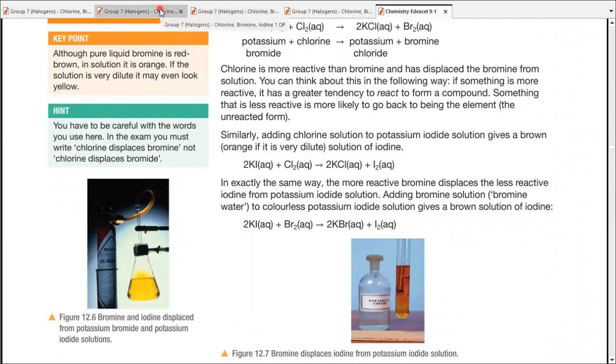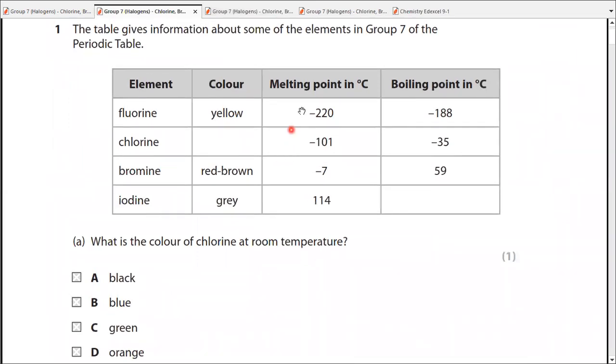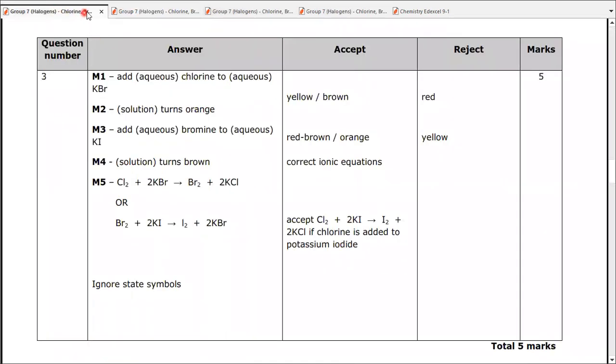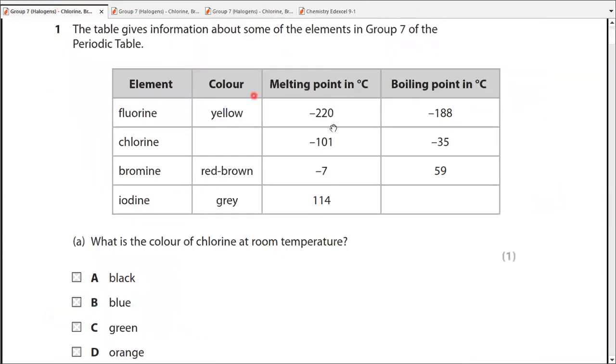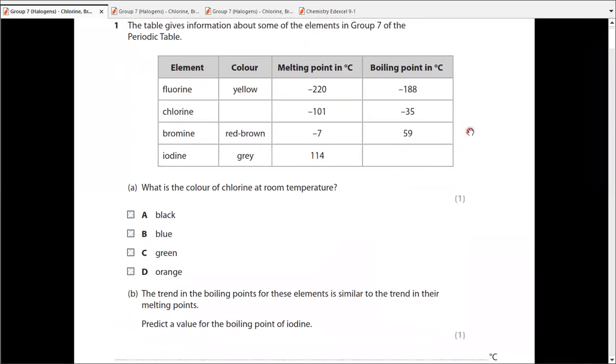Okay, the next one is this. I closed the wrong worksheet, but yeah, let's go with this one. And let me zoom out a little bit so it's easier for you to read most of the question. There you go. Question number 1A.